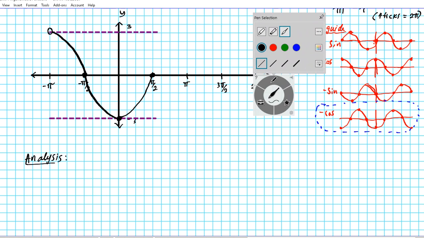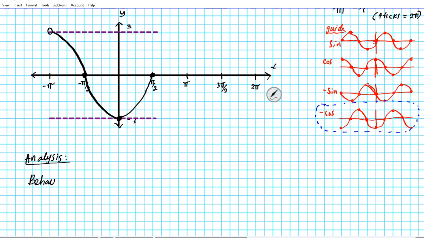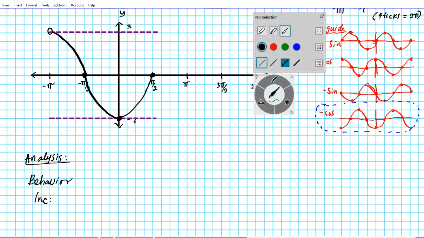We're going to look at the behavior. So for the behavior, what we're looking for is where the graph is increasing and where it's decreasing. Okay, so where is the graph increasing? The graph is increasing where the function is going up from left to right. Okay, so look at the graph. Where is it going up from left to right? We can see that it's going up from left to right from 0 all the way to pi over 2.